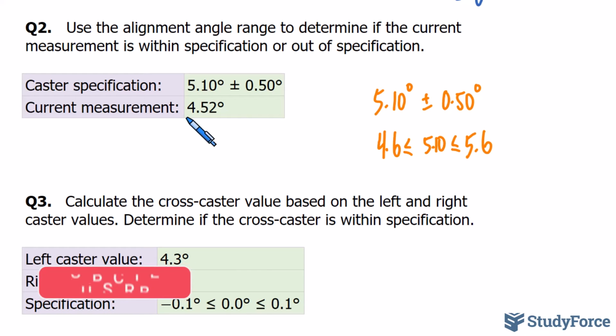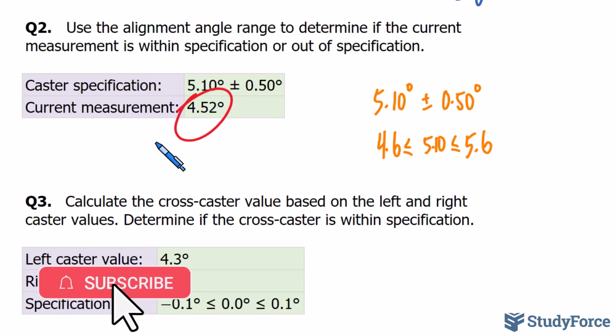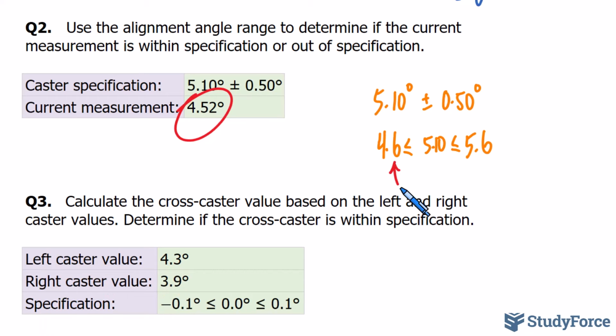Now our measurement is 4.52. Since 4.52 is less than 4.6, it's out of range, and therefore we have a problem.